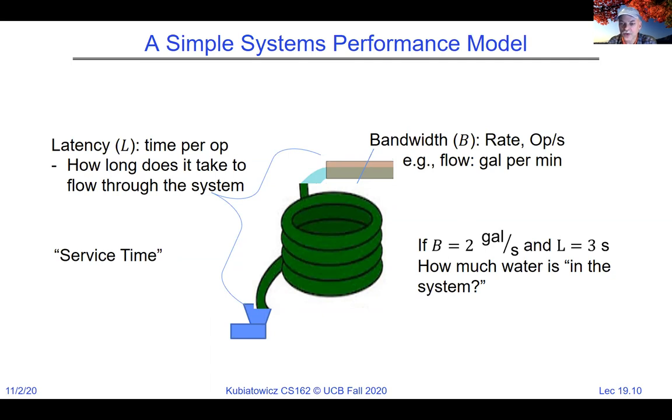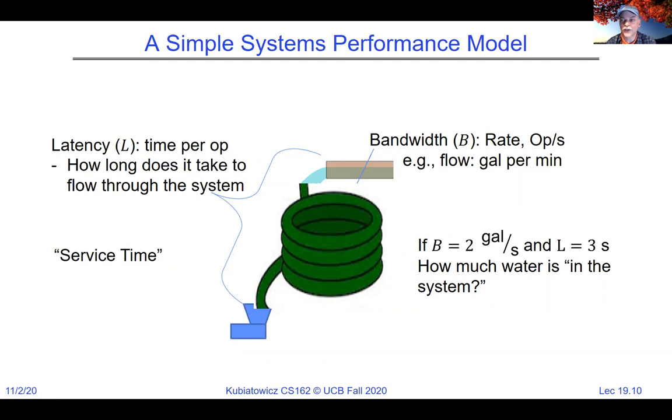Yep, 6 gallons, right? Why? Because 2 times 3 is 6. And you know, over the time that you've got those 3 seconds, you keep dumping water in. And so over that 3 seconds, you get 2 times 3 seconds worth of water in the hose. Okay, and so that's a pretty simple analogy, hopefully everybody's got.